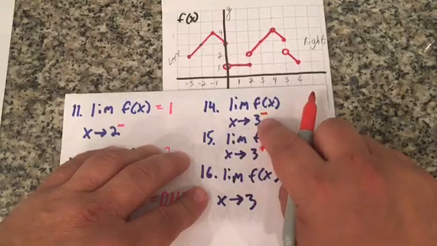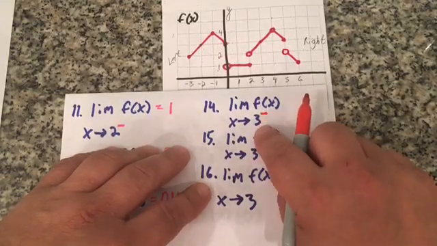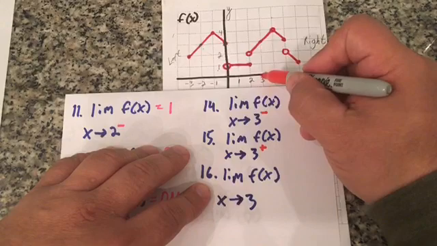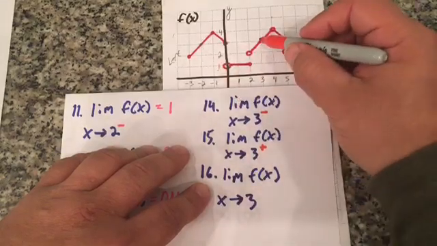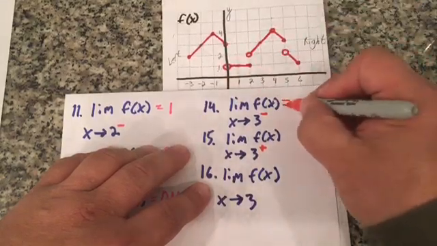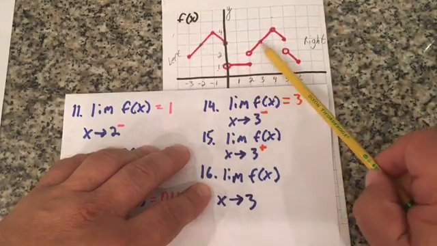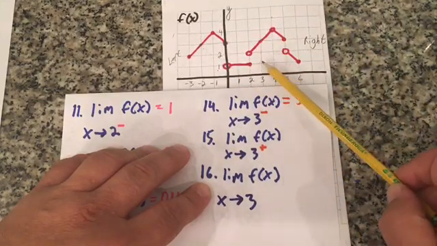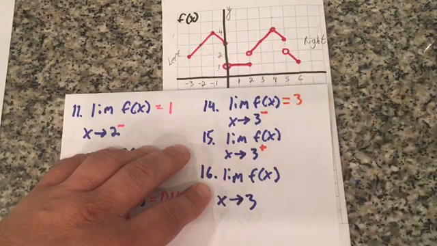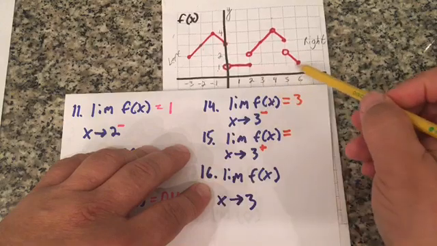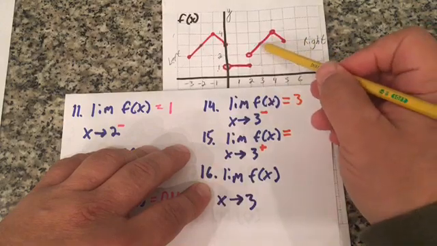If I have a little negative where the exponent is, I'm approaching the x value 3 from the left. And notice the y value is 3. As I get closer and closer to this x value 3 going from the left, the y value I get closer and closer to is 3. As I get closer and closer to this x value 3 from the right, I get closer and closer to 3.